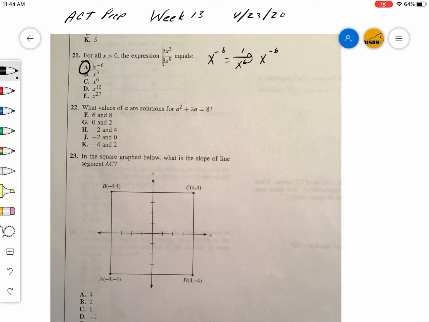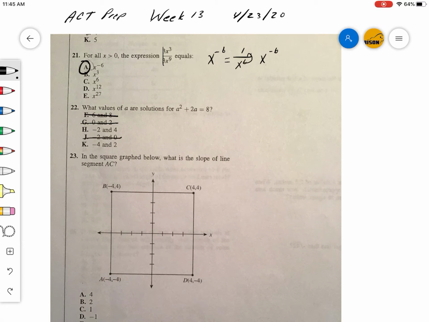Let's try 6. If I plug 6 into the problem, that would be 6 squared is 36 plus 2 times 6, which is 12. All right, so that's obviously not 8. 36 and 12 doesn't add up to be 8. So F's not even an option anymore. Let's try G. 0 and 2. Okay, so 0 squared is 0 plus 2 times 0, which is 0. So 0 plus 0, is that 8? No. So G's not an option either.